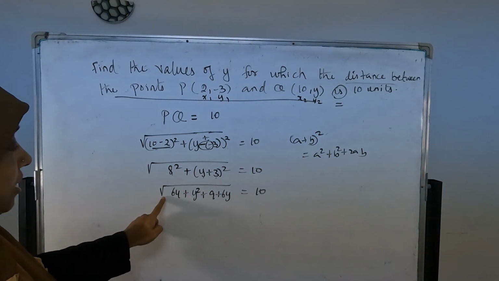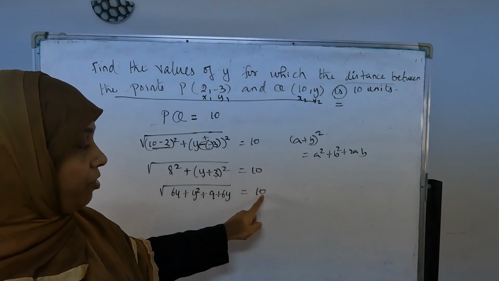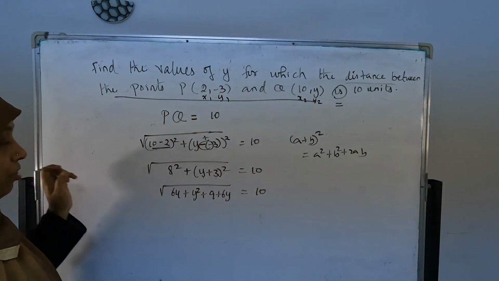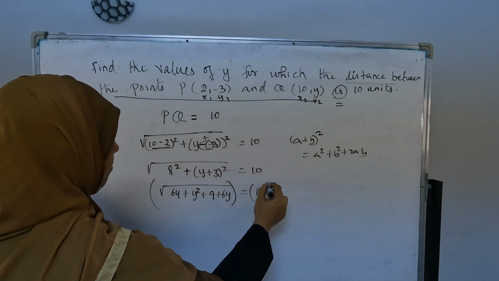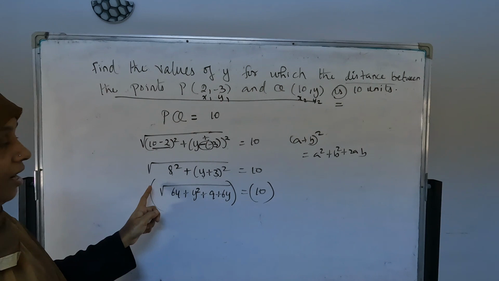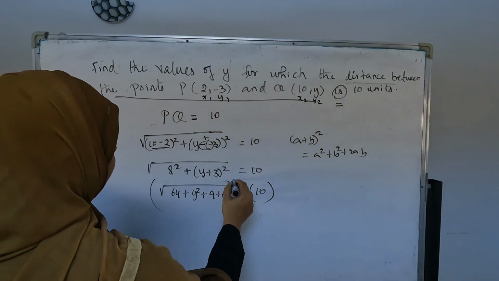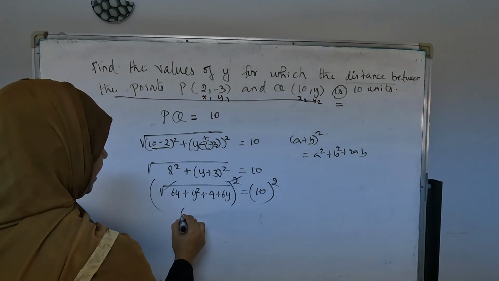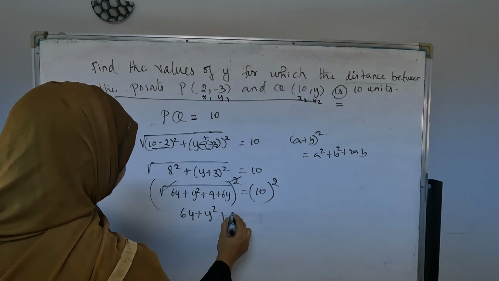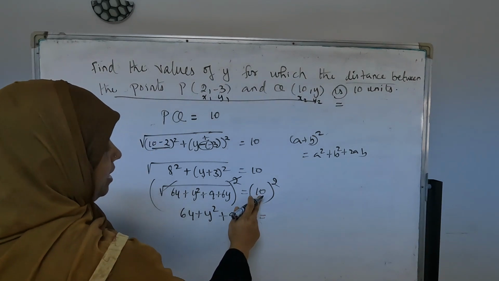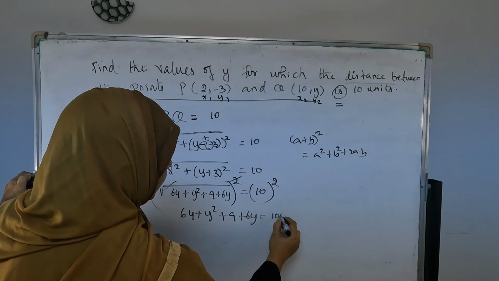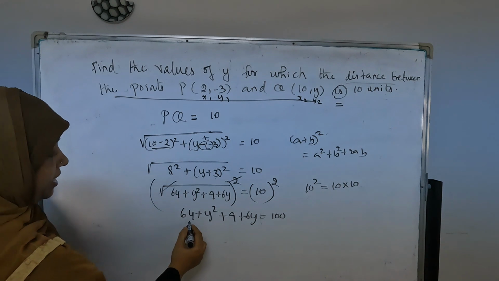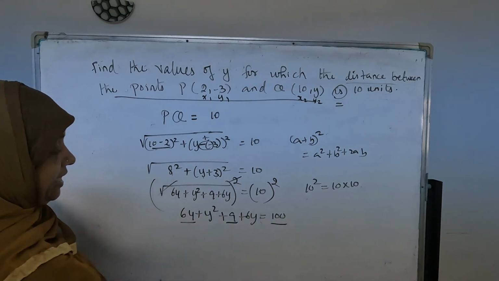Now the problem is that this is in a root. This 10 is not a perfect square, so we are not able to break it. So to break this root, what will we do? We will square both sides. To break this root, we are going to square both sides. That time the square cancels the root. Now we are getting 64 plus y square plus 9 plus 6y equal to 100, since 10 into 10 is 100.